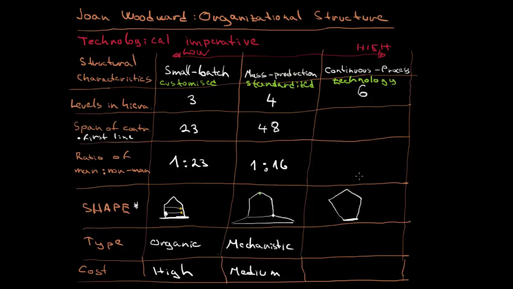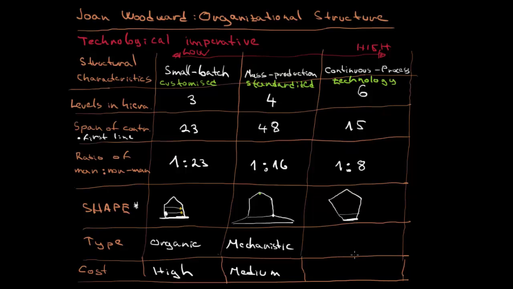So the span of control is going to be just 15, so this first line manager has just 15 employees under himself, and the ratio of managers to non-managers is going to be much lower. It is going to be 1 to 8, which is much lower than in mass production and in the small batch production, because there are a lot of managers compared to the employees.